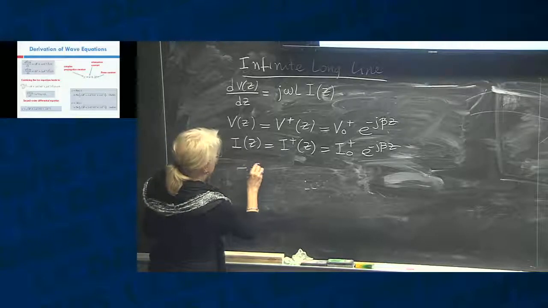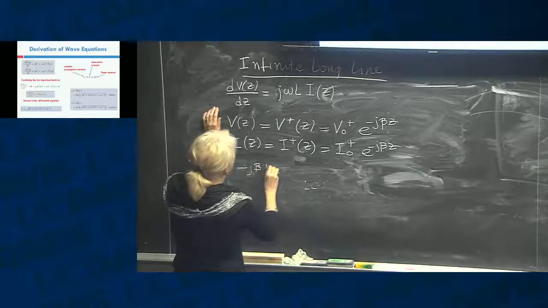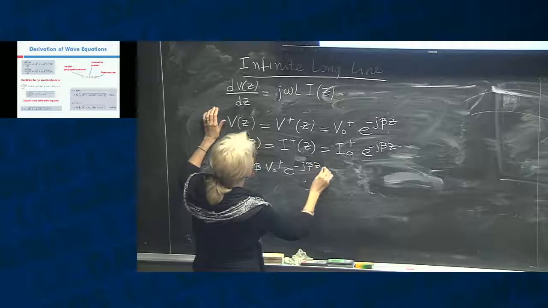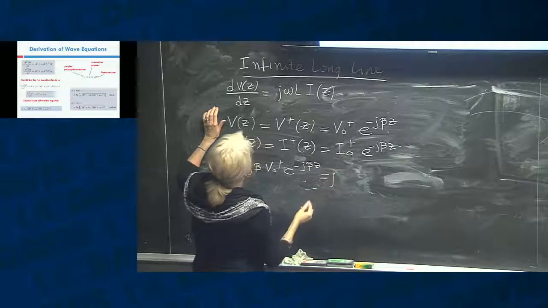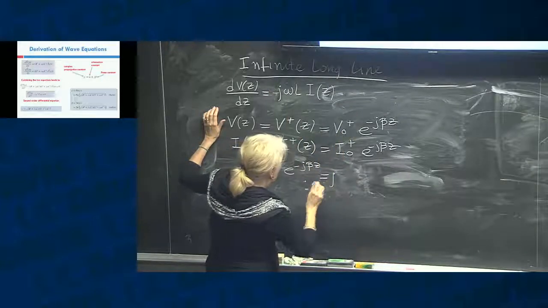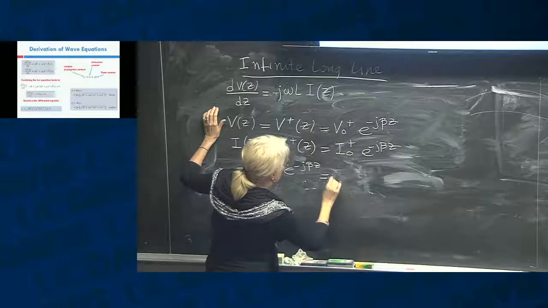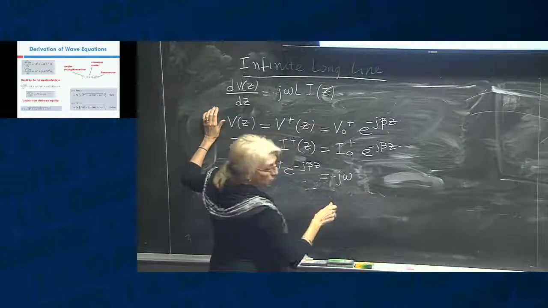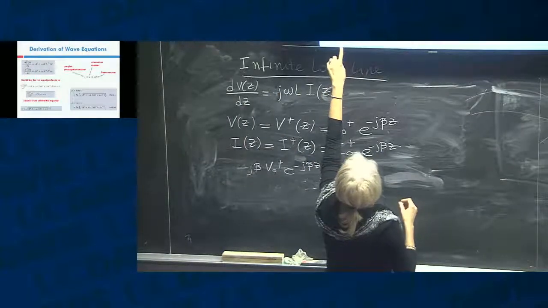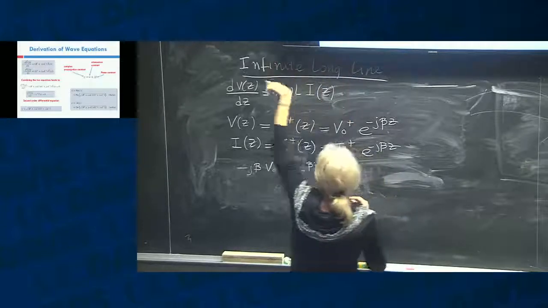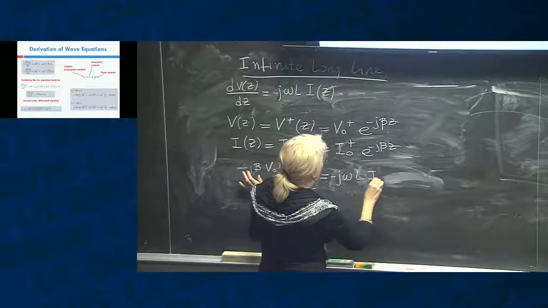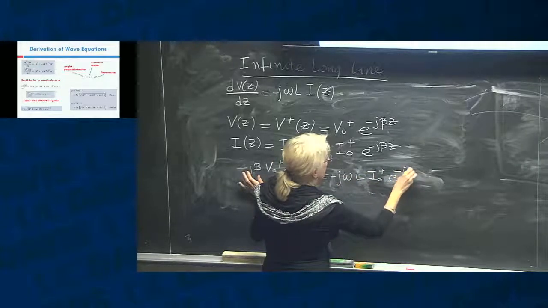And what do I find? Minus jβ V naught plus e to the minus jβz equals, in fact, there was a minus here. J in front of it in the equation. So minus jω. You see the minus sign? I had missed it up there. I put it here. Okay, minus jωL I naught plus e to the minus jβz.